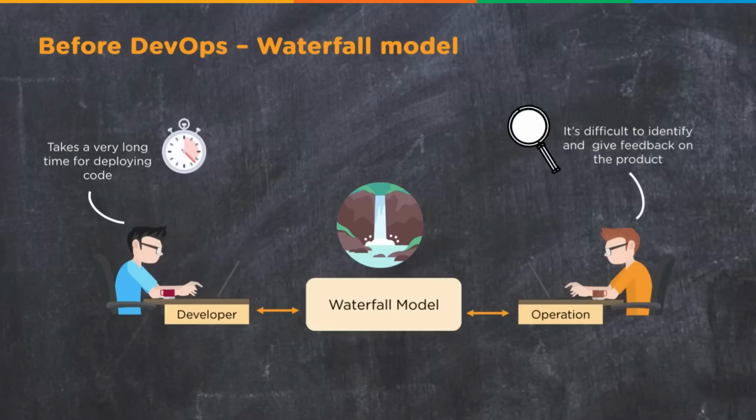The challenge with the waterfall model is that it really is a very long, drawn out model for building and delivering solutions. It took a very long time to write code and then deploy the code. It was very difficult to identify problems within the code and provide feedback to the development team on what to fix. And this was very time consuming. We're talking about months, sometimes years, for projects to go through a waterfall model process.